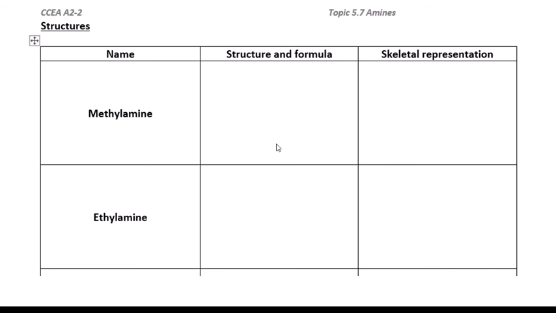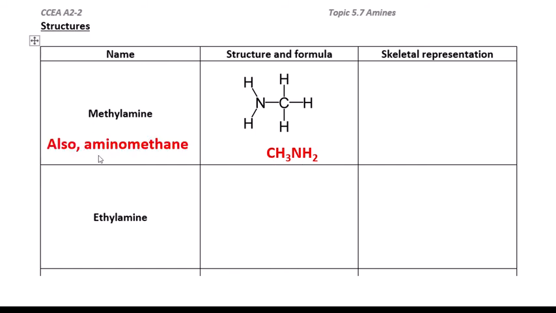Structures. So there's, if you like, almost like a homologous series of them. So methylamine would be where you've got NH2 with CH3 attached onto it. That can be written as a displayed or a structural formula, CH3NH2, and that's a condensed structural formula. Methylamine, as we saw, can also be called aminomethane, and then the skeletal representation is simply one bar to represent the carbon with an NH2 attached at the end of it.